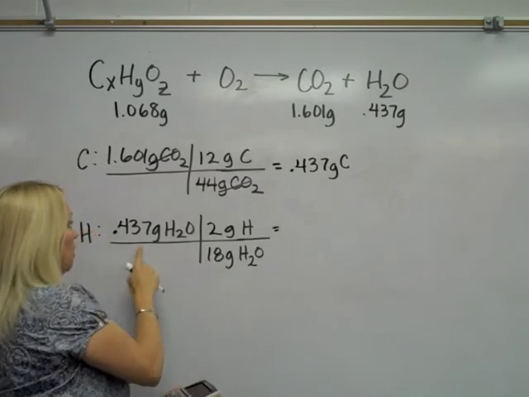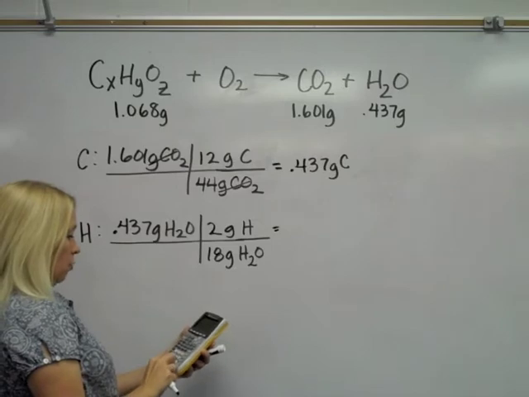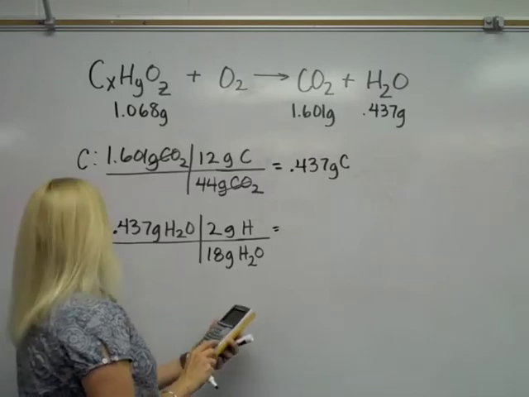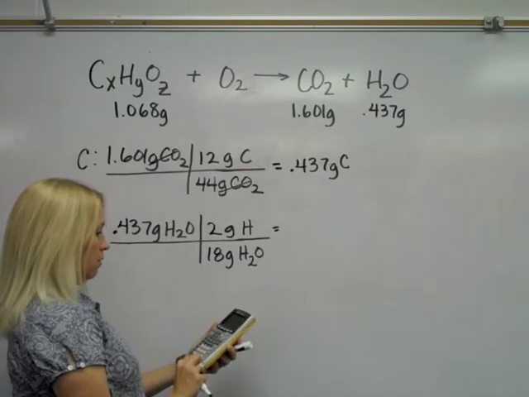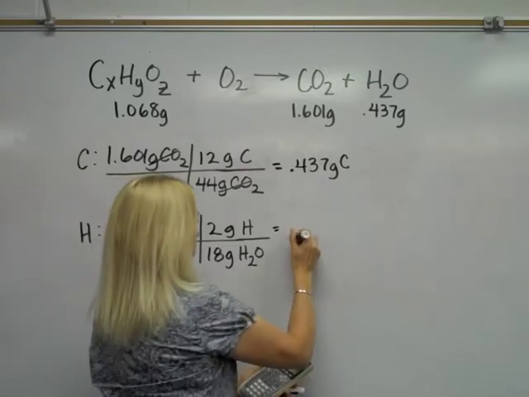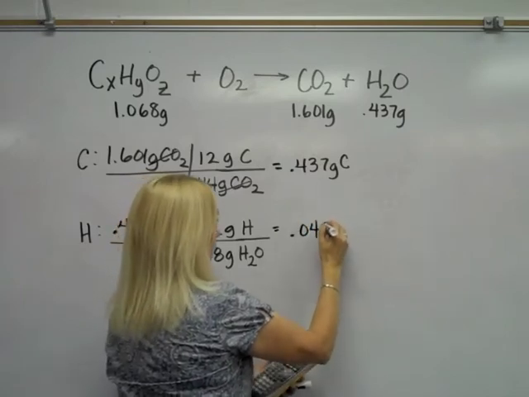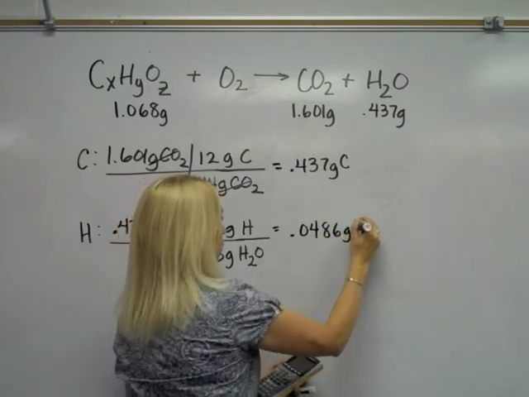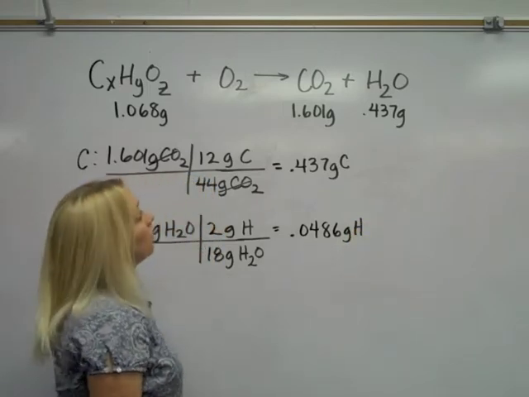Let's do the same thing here. 0.437, that's weird, they're the same, times 2, divided by 18, 0.0486 grams of hydrogen. Okay, now the oxygen.